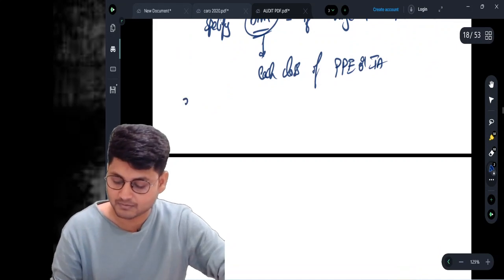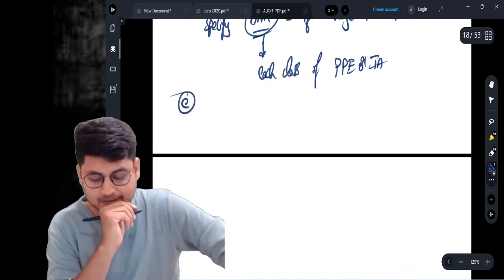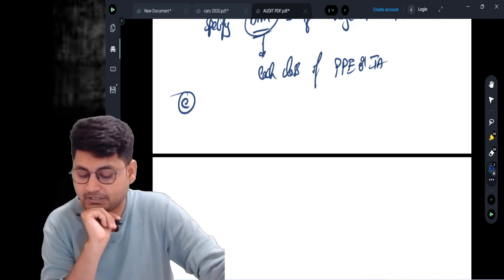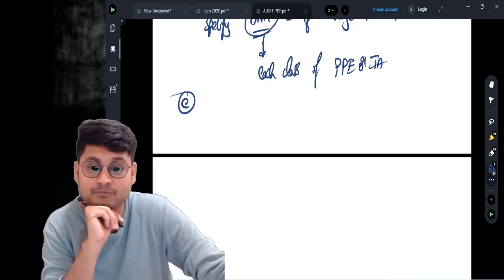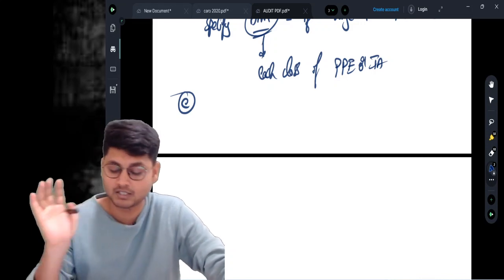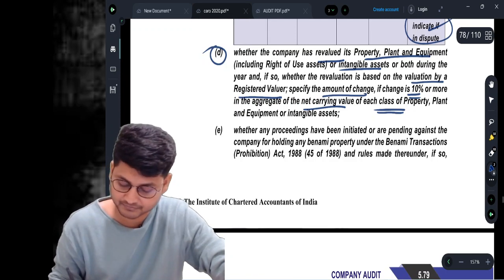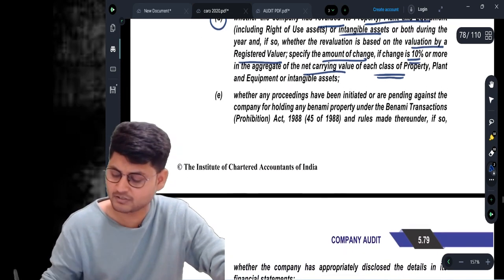Okay, now come to clause number E. Beautiful notes I am drafting here. When I was discussing this particular paragraph, I am drafting some beautiful notes. Before you go to the examination, you just need to read these notes itself. Come to point number E. It is also a new clause.